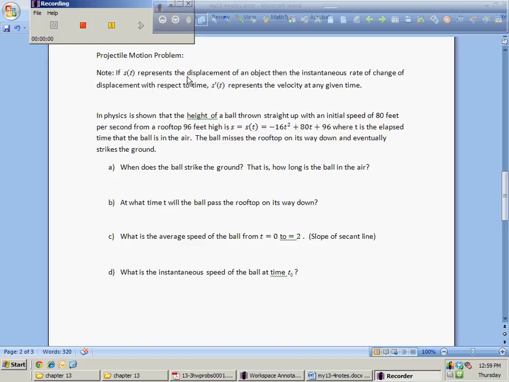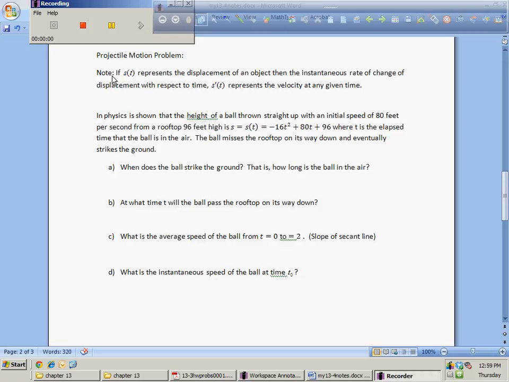It takes a few minutes. It's not as bad as it looks, okay? But the reason I want to talk about this problem is that one of the most important applications of the instantaneous rate of change, or the derivative, or the slope of the tangent line, is for projectile motion problems.